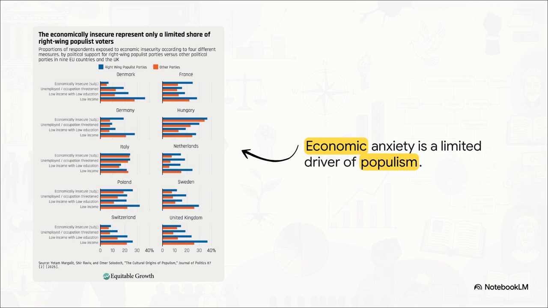Now, this is where things get really fascinating, because recent research completely debunks a very common myth. For years, the popular narrative was that right-wing populism was purely driven by economic anxiety. Factory closures, job losses, the long-term fallout of the 2008 financial crisis. But when researchers look at the data across multiple advanced democracies, Denmark, France, Germany, the UK, they found that people facing severe economic insecurity actually represent only a limited share of populist voters. So that completely forces us to look beyond just the wallet and examine cultural and psychological factors instead.